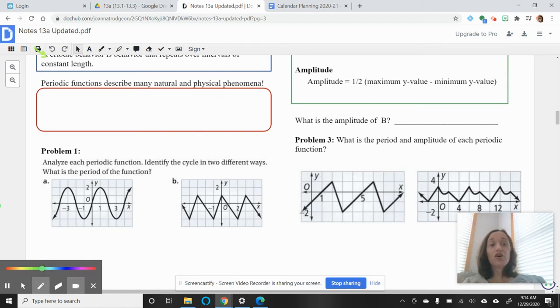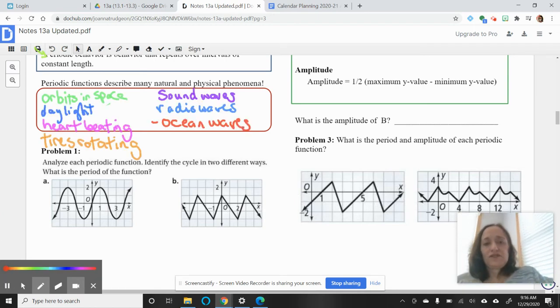I'm going to pause and write some of those things in there so that you can write them in too. I listed some of those on there, so you have some things to write down. You can pause it and fill those in.